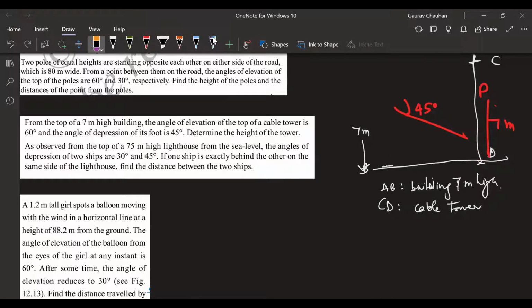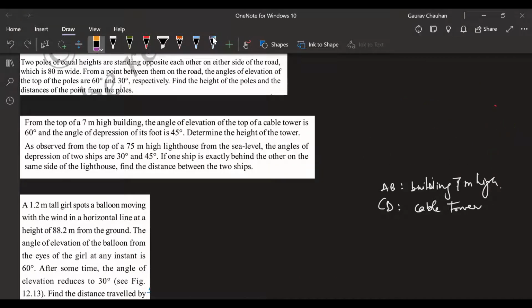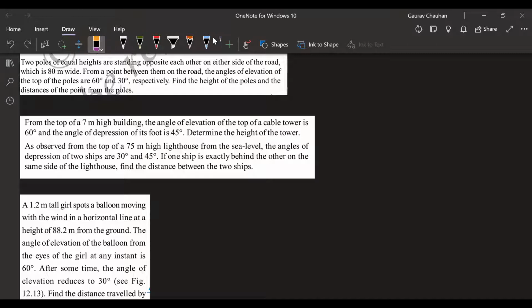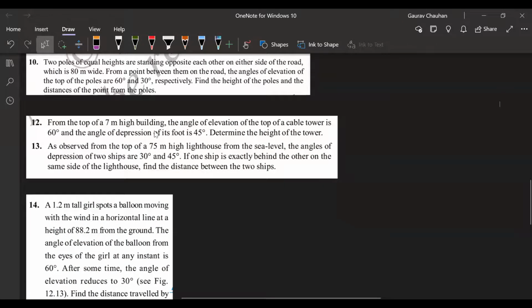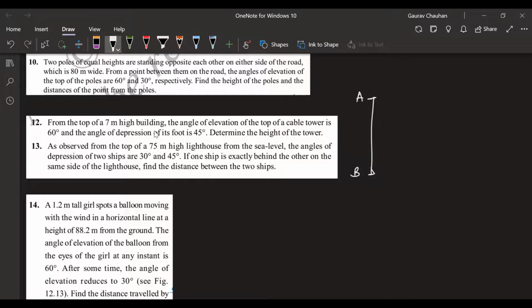Okay. Now, next question. Let's read the question number 13 here. As observed from a 75 meter high lighthouse. So there is a lighthouse. Okay. AB is the lighthouse. Its height is 75 meter.